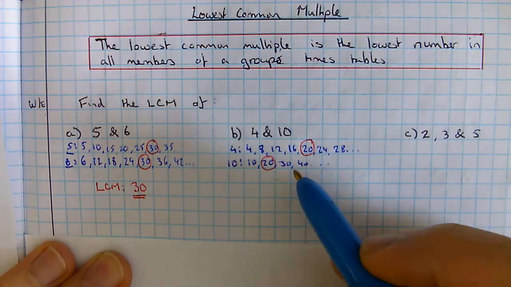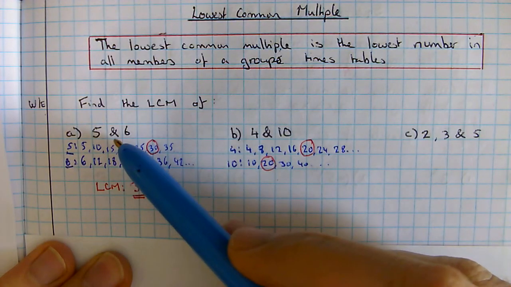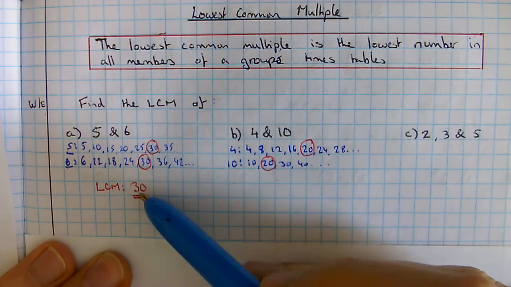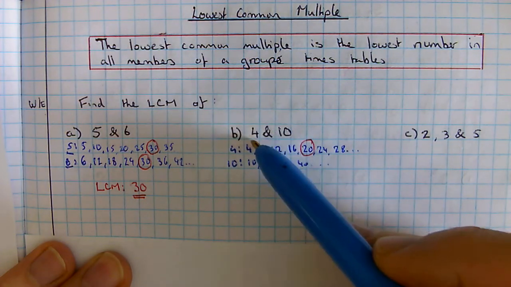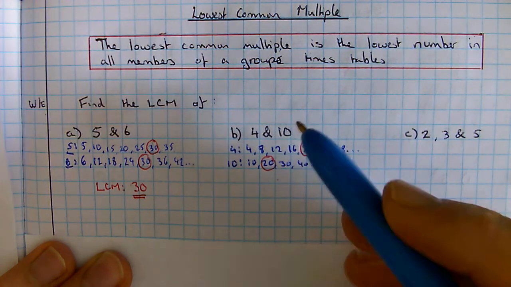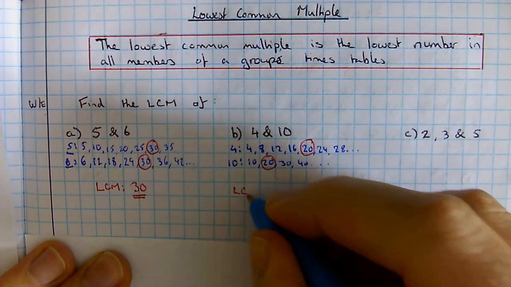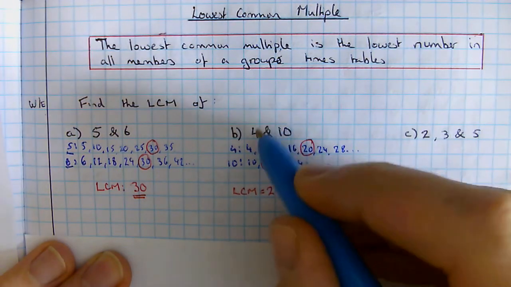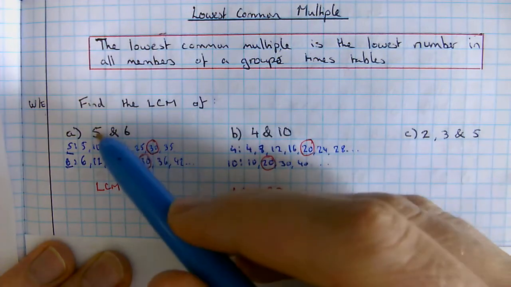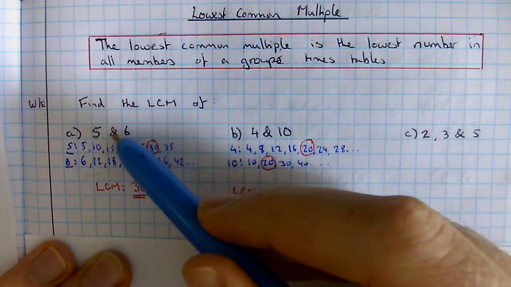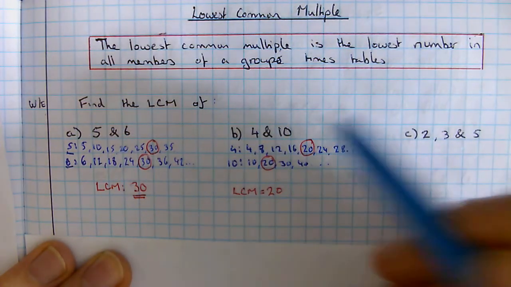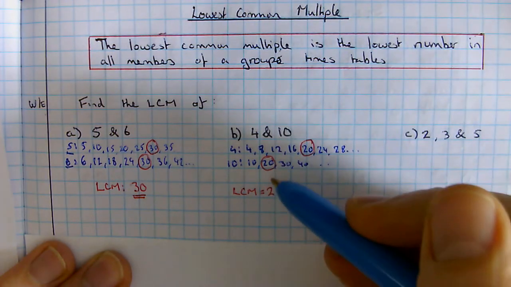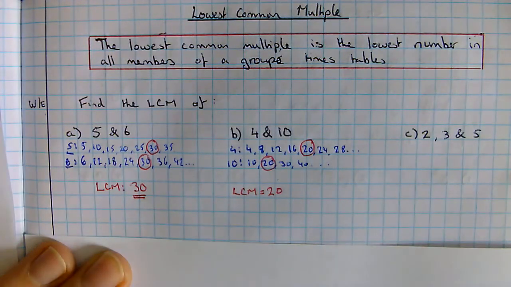Now, the reason why here the lowest common multiple is given by 5 times 6, which is 30, but that doesn't work here. 4 times 10 is 40 and the LCM is 20. The reason why it's different in the second example is because these two had a common factor of 2. These two, the highest common factor was 1. You couldn't divide them both by each other. So there's a relationship here between the lowest common multiple and the highest common factor.